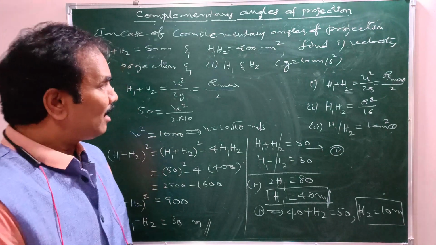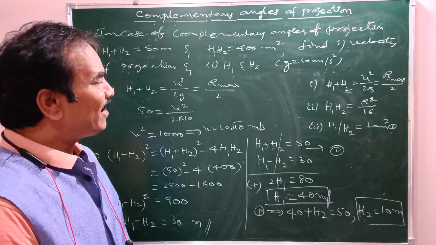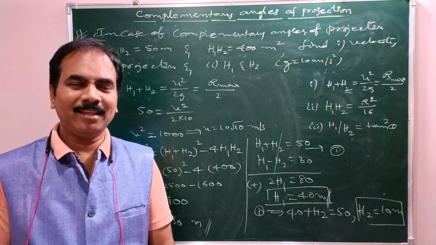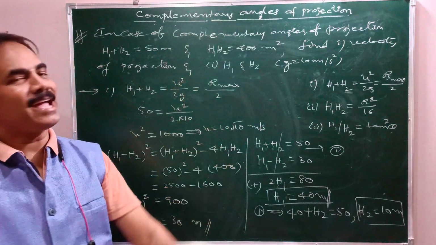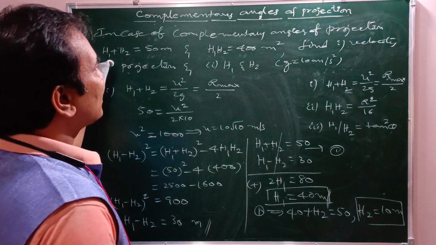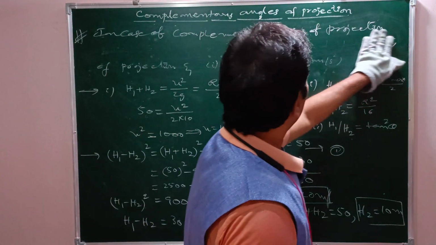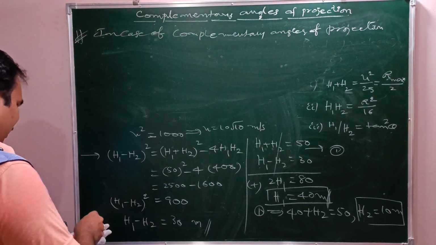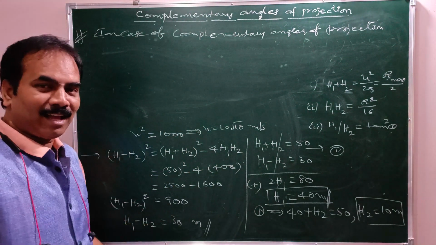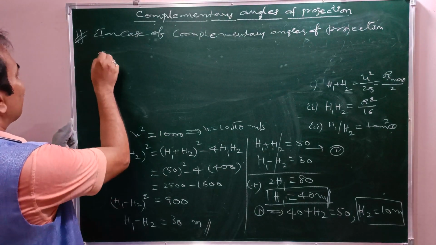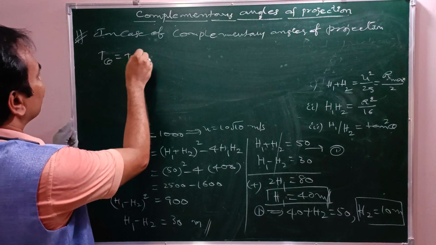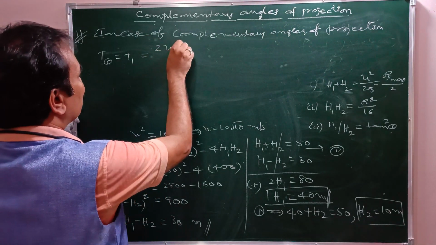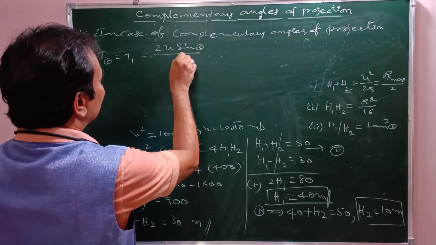Now let us see relations between times of flight also. You can see relations between times of flight in the same case of complementary angles of projection. Now see, in case of complementary angles of projection, for example, the first time when it is projected at an angle theta, let the time of flight at theta be t1, that is equal to, general expression, 2u sin theta by g, right?